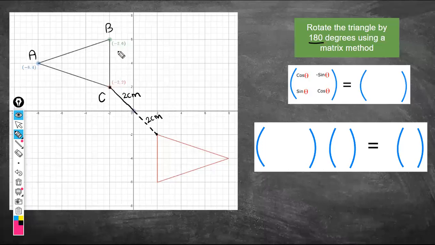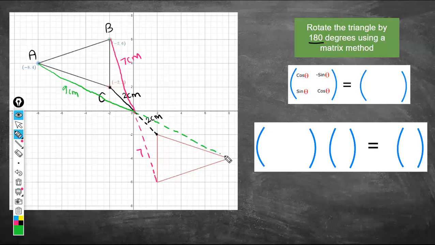Guess what you have to do now? You have to do the same thing for point B. You take B and connect it to the origin. You measure the length of that line. Let's say it's 7 centimeters. What you need to do now is continue that straight line for another 7 centimeters. And you have to do the same exact thing for point A. Take point A, connect it to the origin. And let's say the length of this line is 9 centimeters. Continue that line in a straight line fashion for another 9 centimeters.